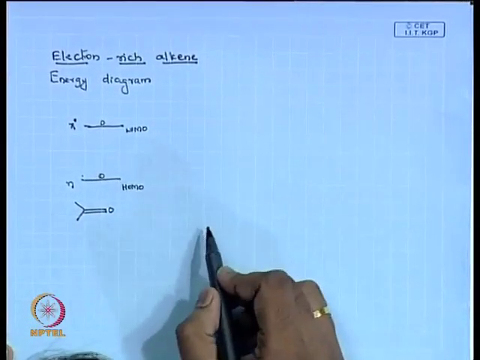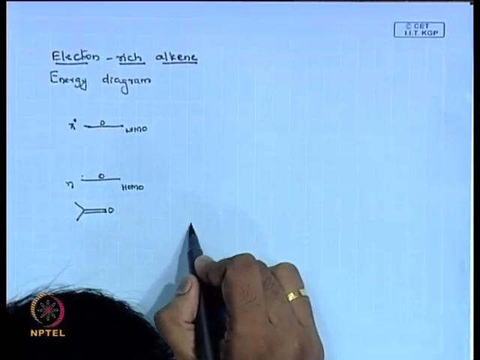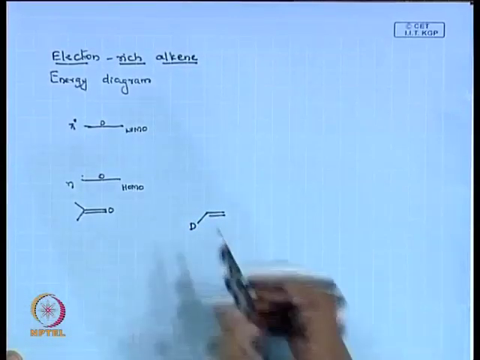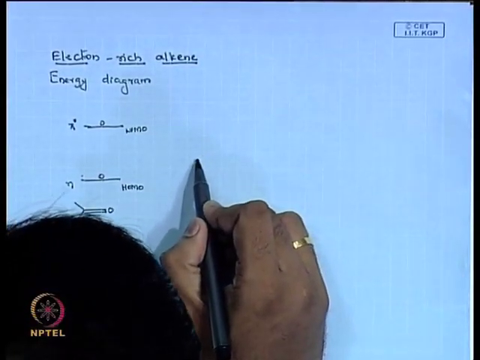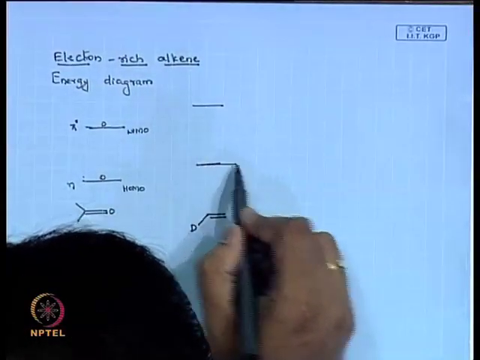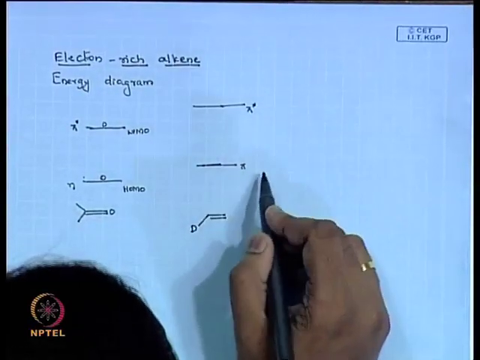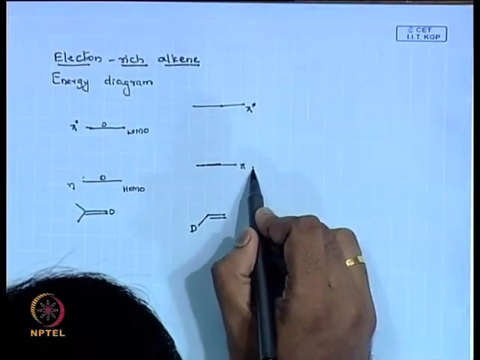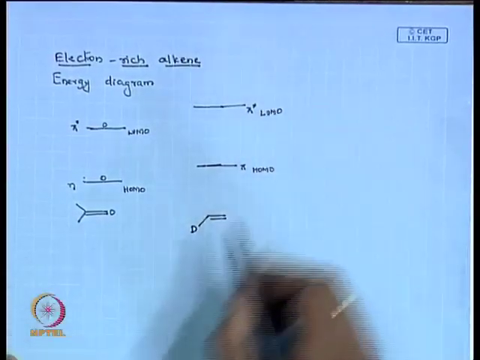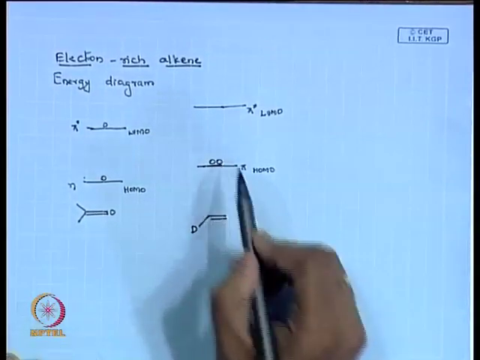When I draw a similar type of system for the electron donor, okay, I am trying to keep my pi pi star. This is pi pi star. This should be your HOMO, but this is in the ground state, right. So, I am going to put both the electrons in the pi system.